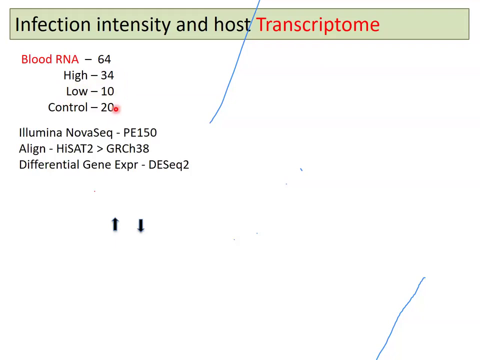For the RNA that we extracted, libraries were made and sequencing was done on the Illumina NovaSeq, obtaining 150 base pair paired-end reads. We carried out the transcriptome analysis pipeline, which starts from aligning using the HISAT program to the reference genome that we used, GRCh38. Thereafter, you obtain reads that map onto this genome, and based on these reads you can carry out a differential gene expression analysis. For this, we used the DESeq tool, which is embedded in R.